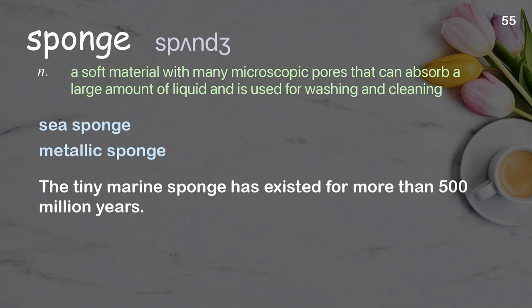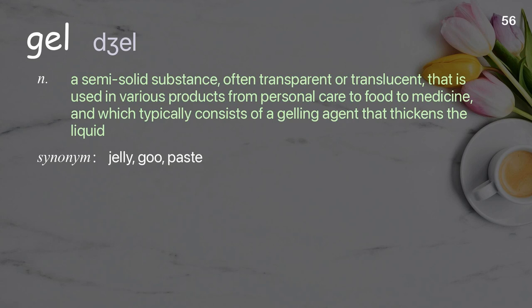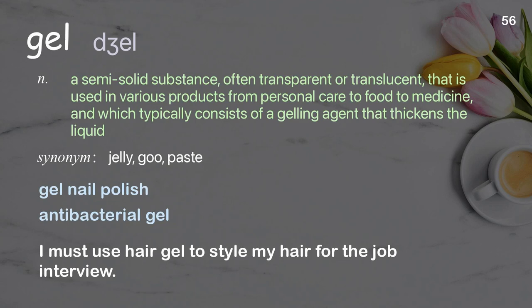Gel: a semi-solid substance, often transparent or translucent, that is used in various products from personal care to food to medicine, and which typically consists of a gelling agent that thickens the liquid. Examples: gel nail polish, antibacterial gel. I must use hair gel to style my hair for the job interview.